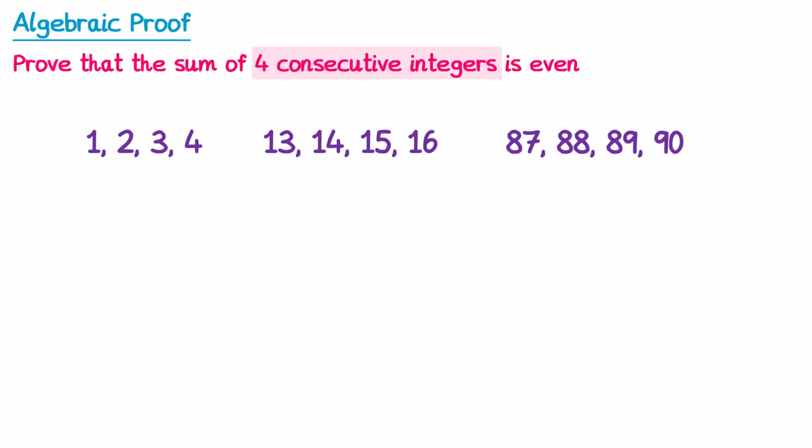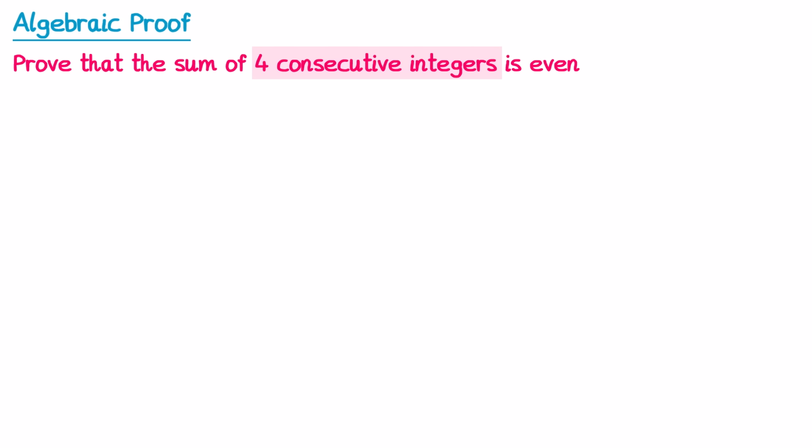So what does this look like algebraically? Well, if we take our first integer to be n, then the next one is n plus 1, the one after this is n plus 2, and the one after this is n plus 3. So this is how you would write down 4 consecutive integers. The question says to do the sum of 4 consecutive integers, so we need to add these together. So if we add these together, we can simplify n plus n plus n plus n is 4n. Then we have 1 plus 2 plus 3, which is plus 6.